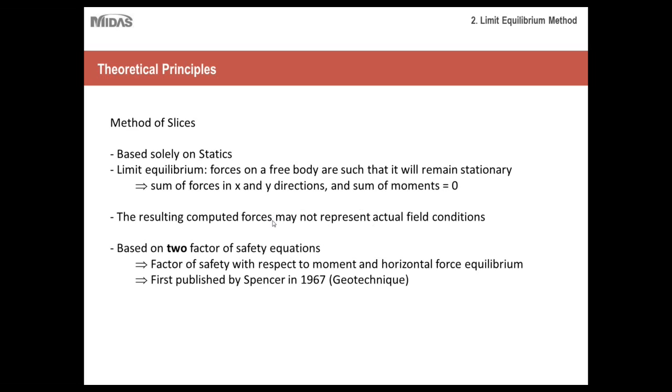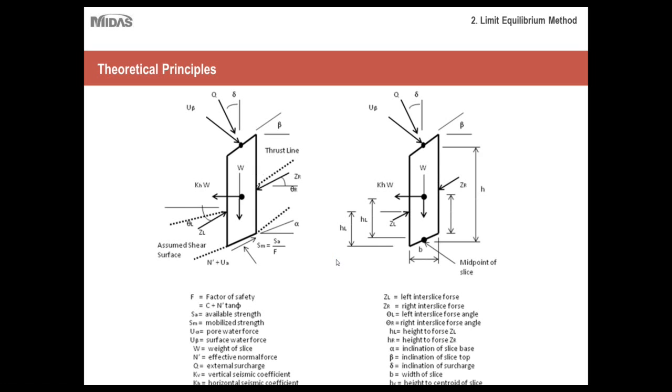So it's based on two factor of safety equations: the factor of safety with respect to moment and horizontal force equilibrium, as was first published by Spencer in Geotechnique. As far as Spencer's method, it's based on these two factor of safety equations. And currently Spencer's or the Morgenstern-Price method are really the main ones used today, implemented in those computer programs we mentioned previously.